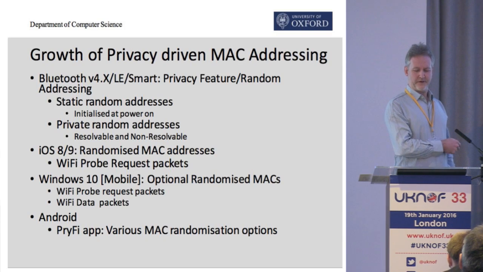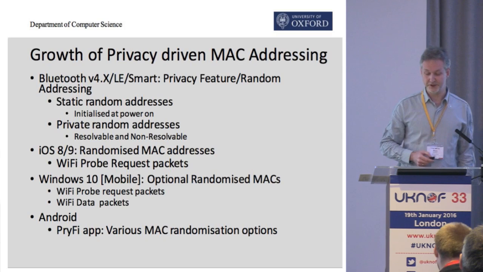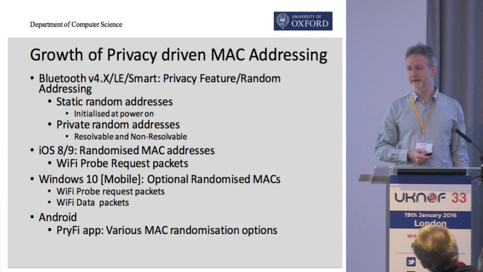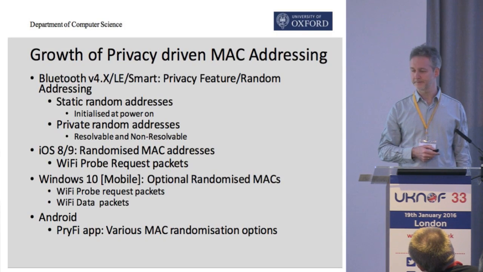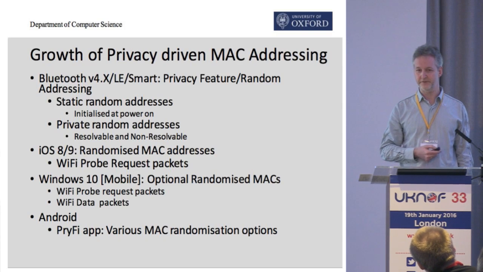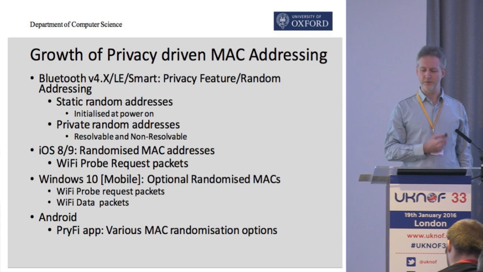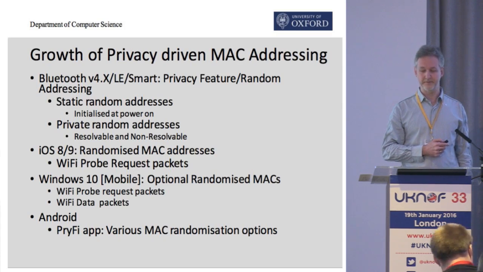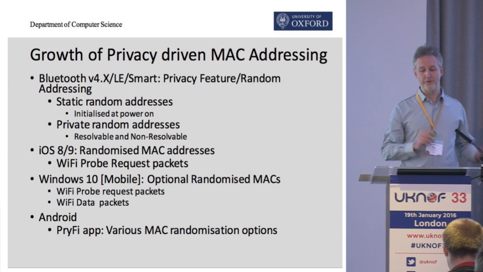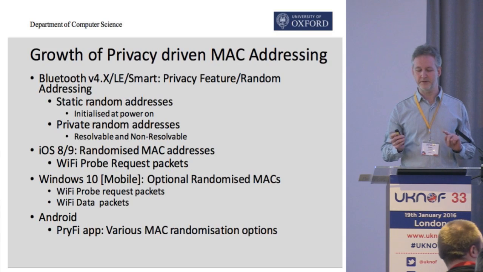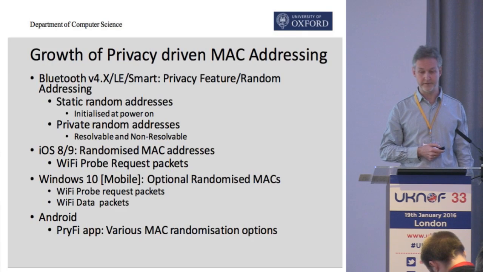Now, in iOS 8 and 9, they introduced randomization of MAC addresses at the probe packet level. So when you're probing for a Wi-Fi network, they randomize the MAC addresses, so you can't use those for tracking people. And in Windows 10, they've actually gone a little bit further, believe it or not. In Windows 10 Mobile, this is optionally available, so it's not switched on by default like it is in iOS 8 and 9, but you can have randomized MAC addresses on the probe packets and on the data packets.